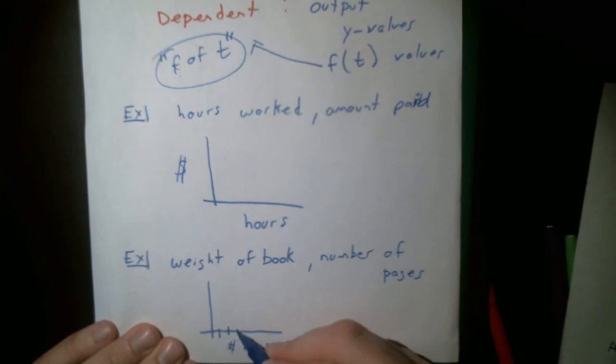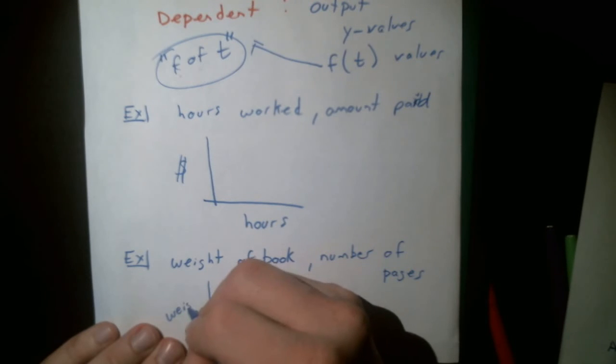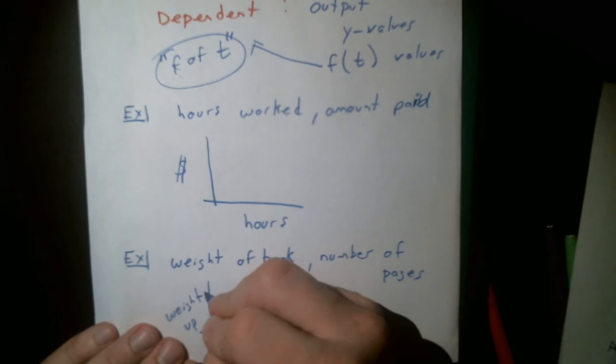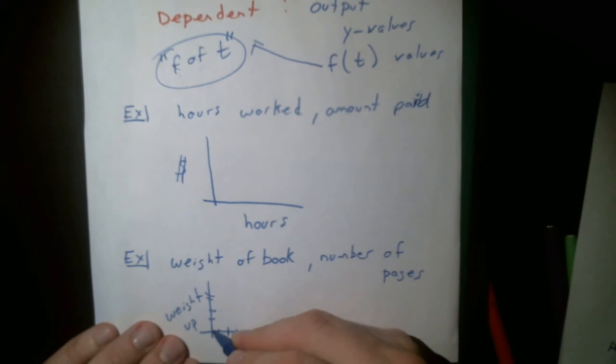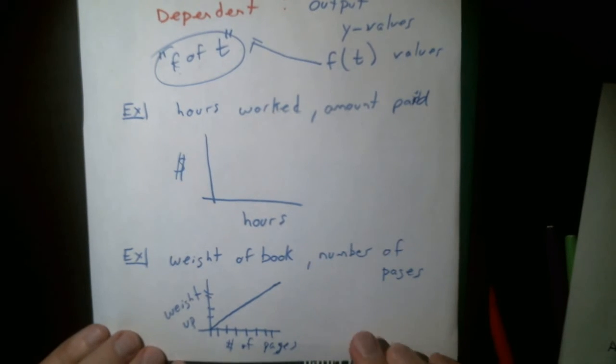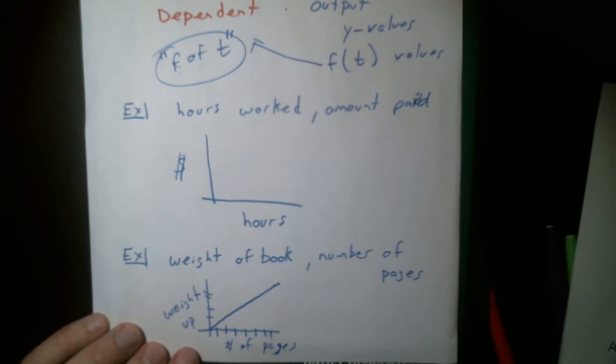So as the pages go up, what happens? The weight of the book goes up. So as the number of pages goes up, the weight of the book goes up. The paper weight could be light, but really that's obvious. If you increase the number of pages, regardless of how much the paper weighs, the book is going to get heavier.